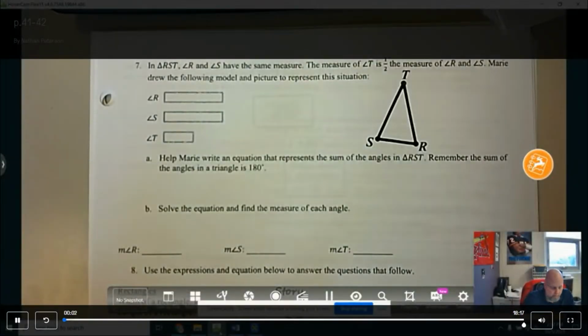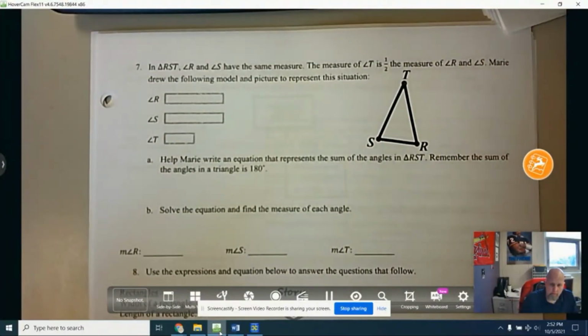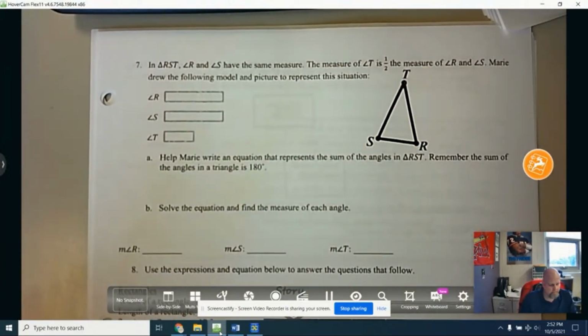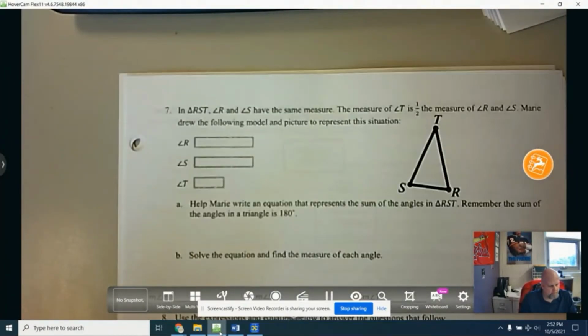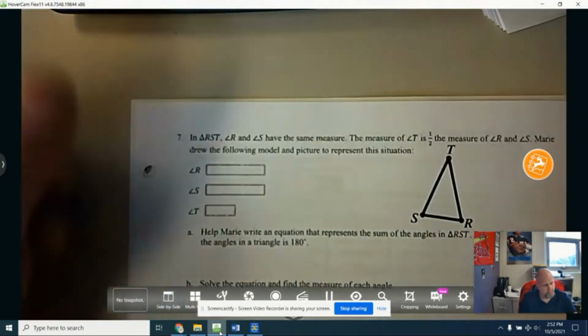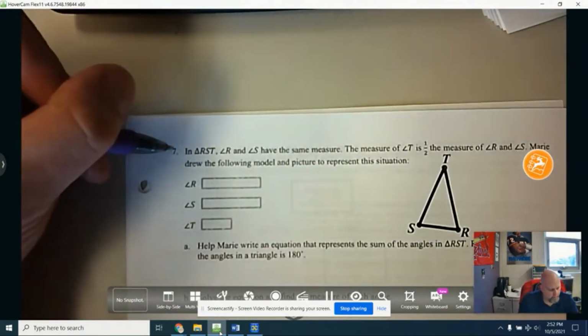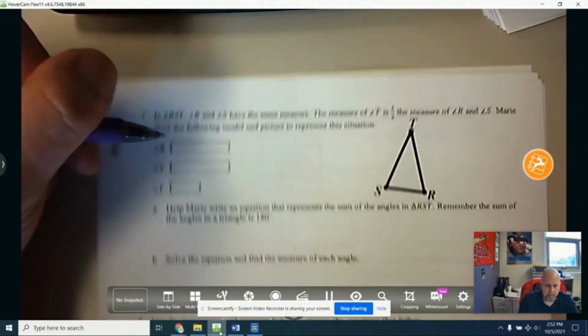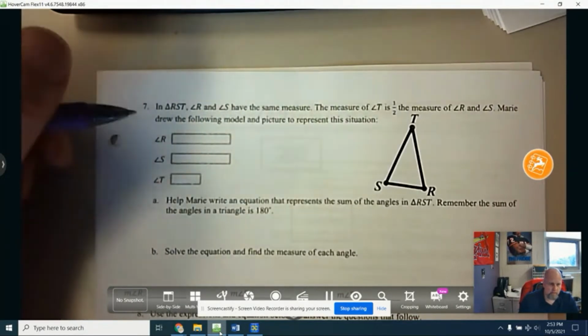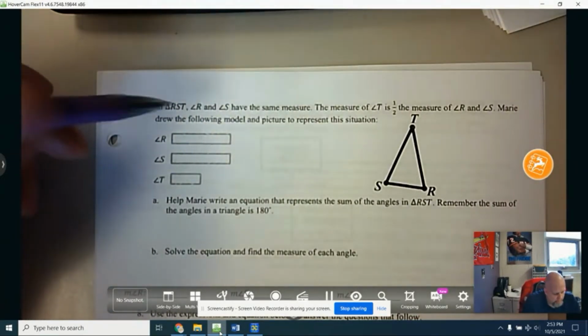Okay guys, for today's lesson we're going to start on page 41. So page 41 in our math packet there. And on page 41 we're going to start off with number 7. Okay, so today we're continuing on with the word problems, and we're just going to work along here. Look at the information they give us.